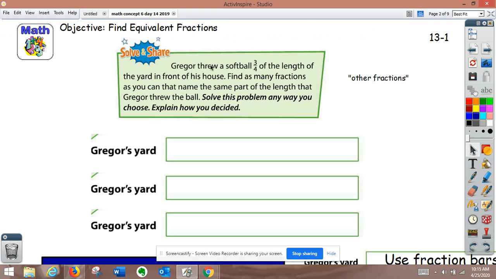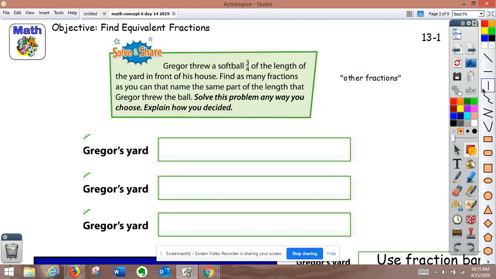So here we have Gregor threw a softball 3/4 of the length of the yard in front of his house. Find as many fractions as you can that name the same part of the length that Gregor threw the ball. Find as many other fractions as you can. But let's start with 3/4 here. Let's see what that looks like.